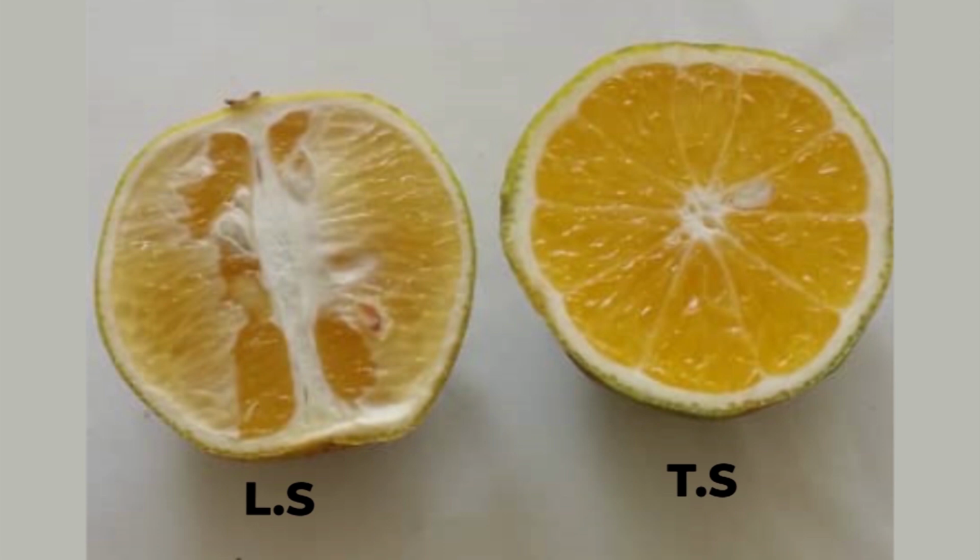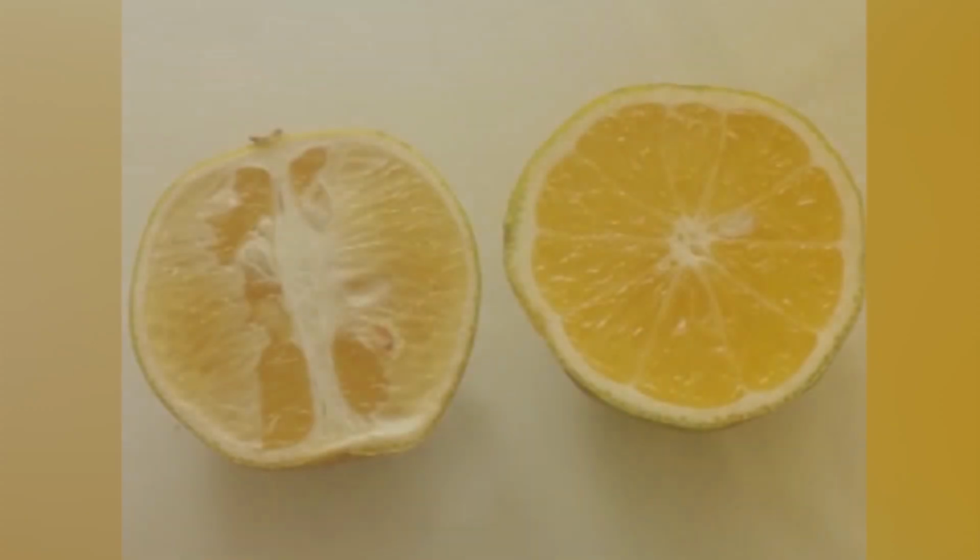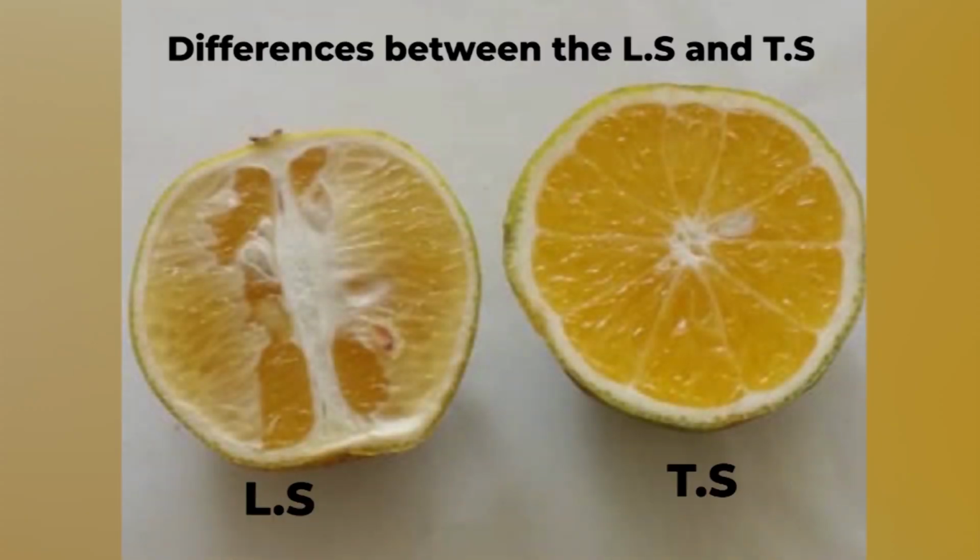You have the transverse section. You have the longitudinal section. Let's look at the differences between the transverse section and the longitudinal section, TS and LS. You look at the TS and you look at the LS.